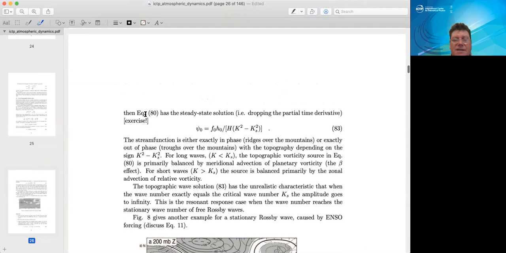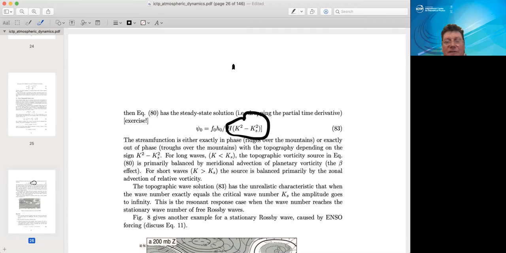So there is a problem, of course. The problem occurs when our wave number is exactly the stationary wave number, then this term vanishes. If k squared is equal to ks squared, our amplitude becomes infinite. And this is what is called resonance catastrophe.